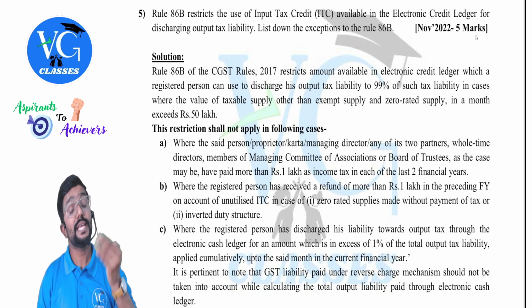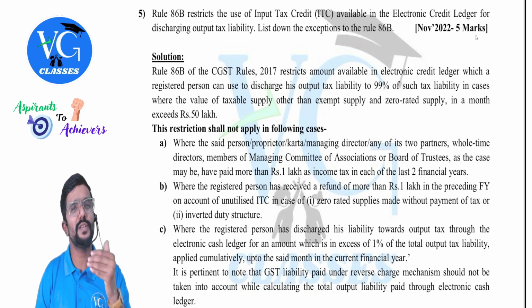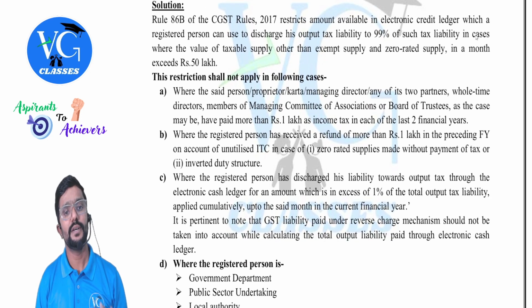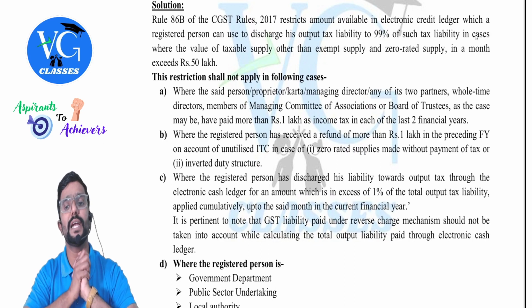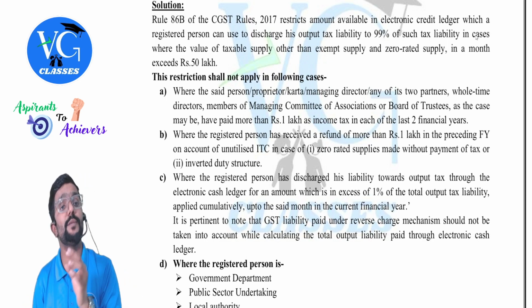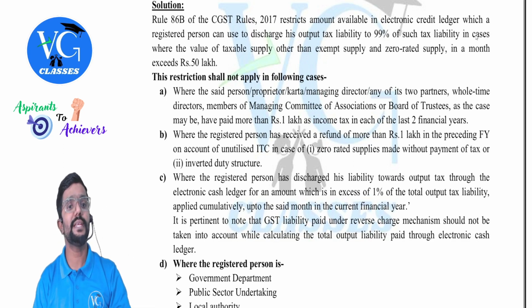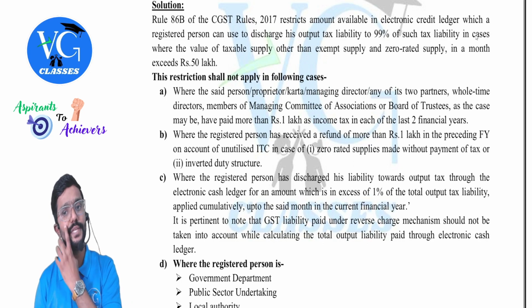Okay. But they're asking exceptions. Let us do it. But obviously, first tell what is the provision, then tell the exception. Rule 86B of CGST Rules 2017 restricts the amount available in electronic credit ledger, which a registered person can use to discharge his output tax liability, to 99% of such tax. 99% of such tax means which tax? Output tax liability, in cases where the value of taxable supply other than exempt supply and zero rated supply in a month exceeds 50 lakh.